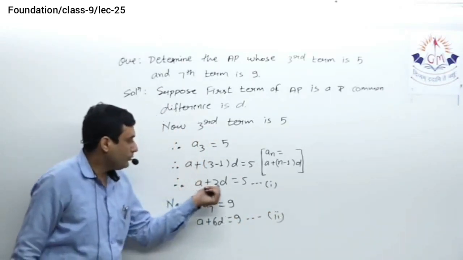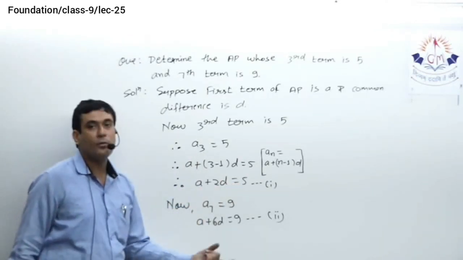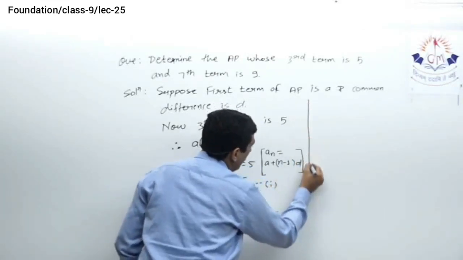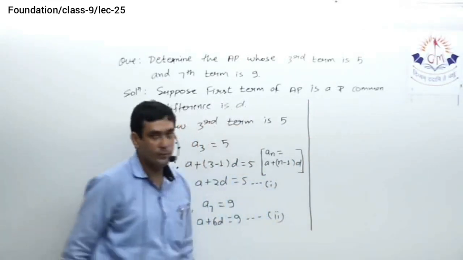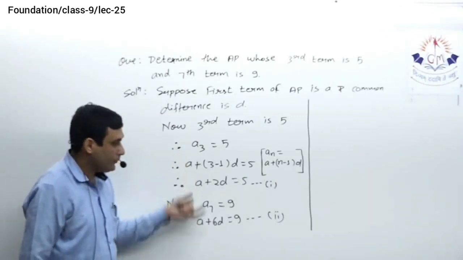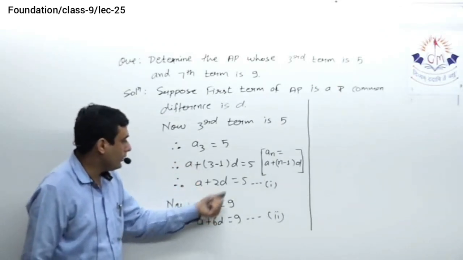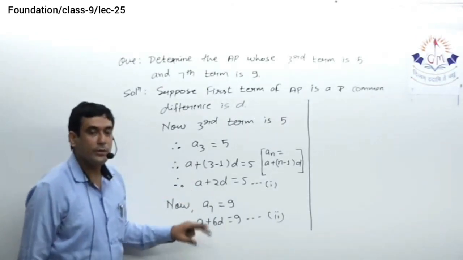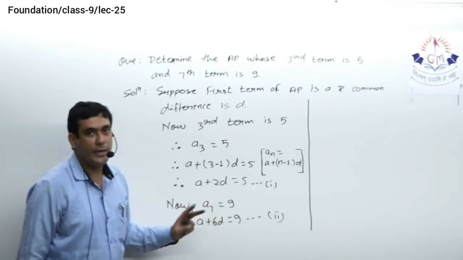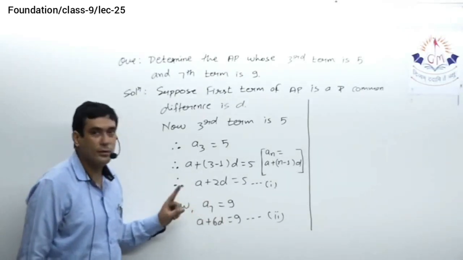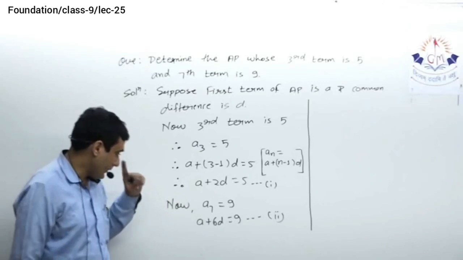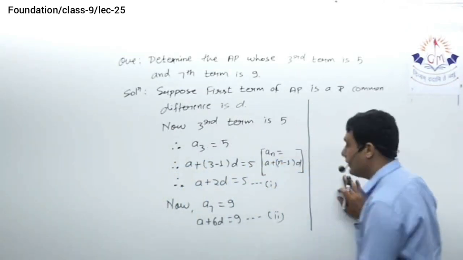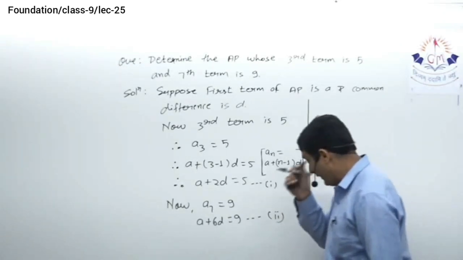Okay, A plus 2D equal to 5, A plus 6D is equal to 9. So here I can say again arithmetic progression is over and we have to start the linear equations in two variables. It means the concept of arithmetic progression is over. We obtained A plus 2D equal to 5, A plus 6D equal to 9. Now these are two equations in two variables, A and D, and we know how to solve a linear pair in two variables. So now we can use elimination method, substitution method, whatever. So I use the elimination method.